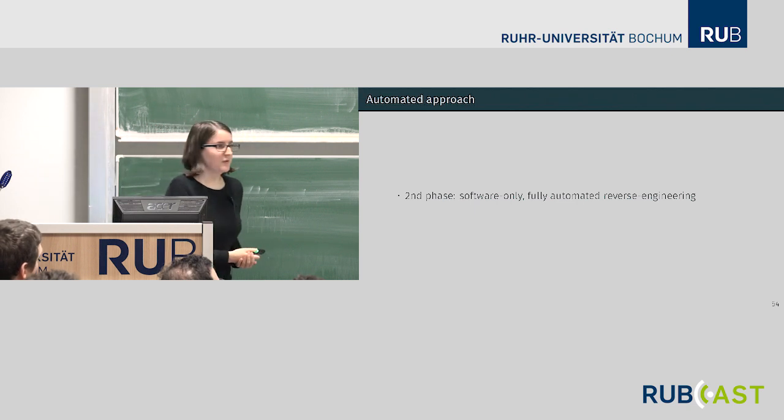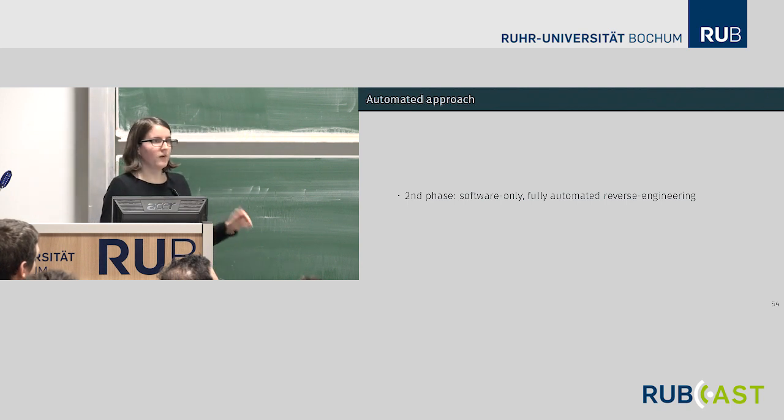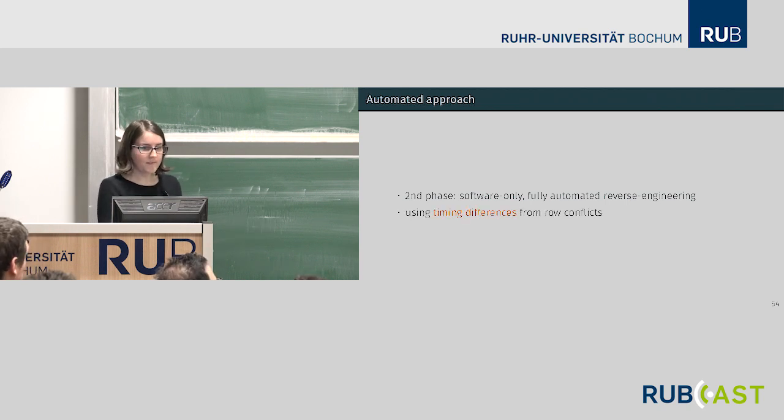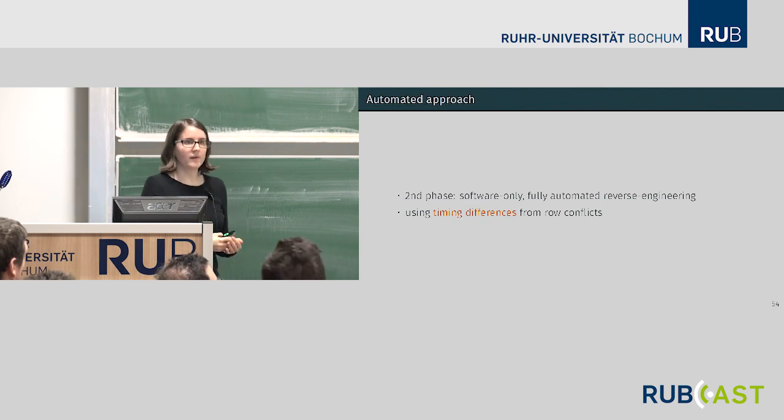So that was our second phase, and this one was software only and fully automated. We wanted to do that the lazy way, just run some programs, give us the DRAM mapping, and we're done. So the idea is that we're going to use the timing differences that come from the row conflict.